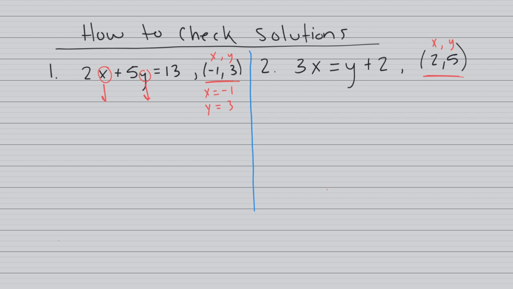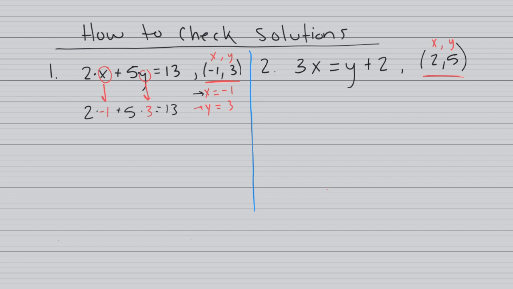So 2x really means 2 times x, and 5y means 5 times y. So then I'm going to have 2 times, but I'm going to replace the x. It told me that x was -1. So I'm going to replace that with -1 plus 5 times, and then the y told us was equal to 3, so I'm going to replace that with 3. Everything else is going to drop down and stay the same.